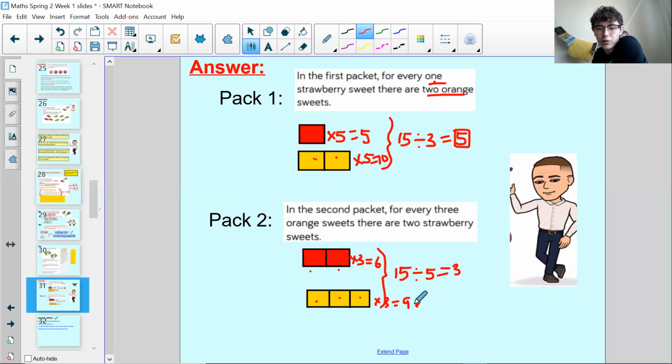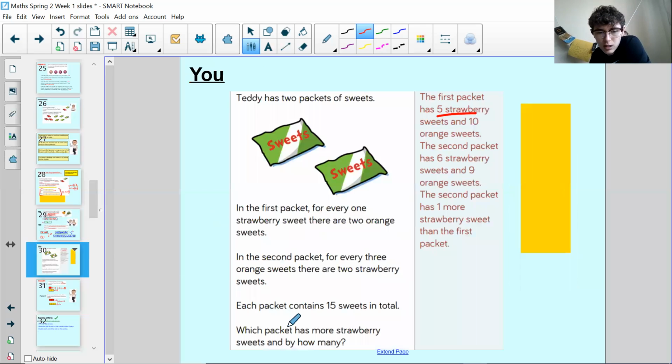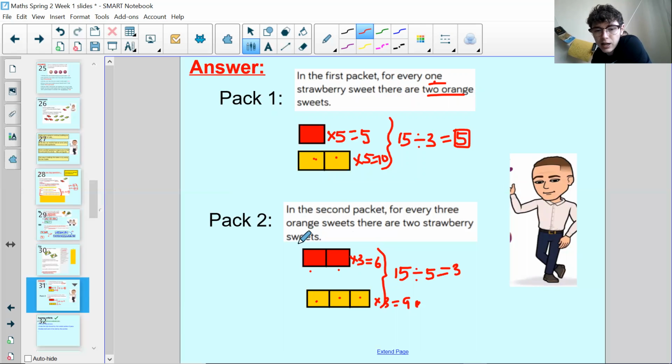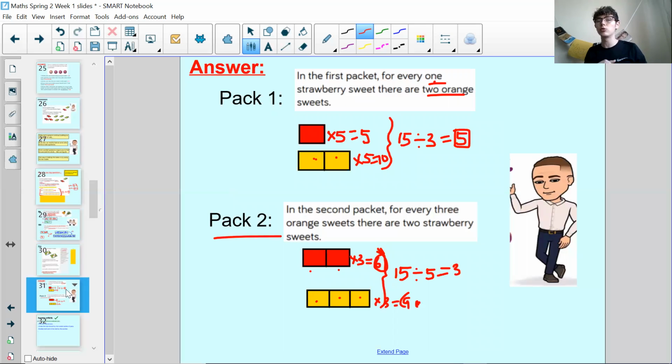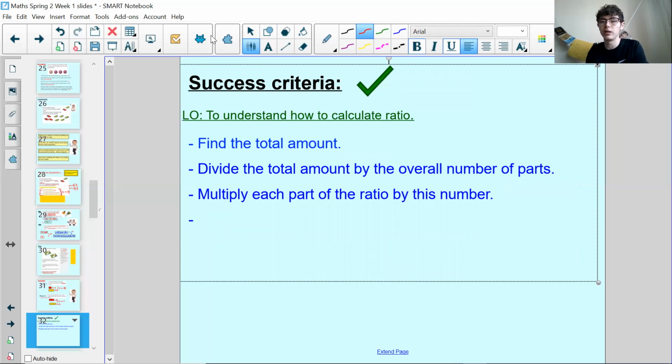Okay, so now we know that the packet with the most strawberry sweets is pack number 2 with the 6, and pack number 1 has the 5. So well done if you got that correct, and well done if you used your bar models correctly. I can't stress enough how helpful the bar models are and how critical it is that you're using them to help you work out the answer, because it's so much easier through this.